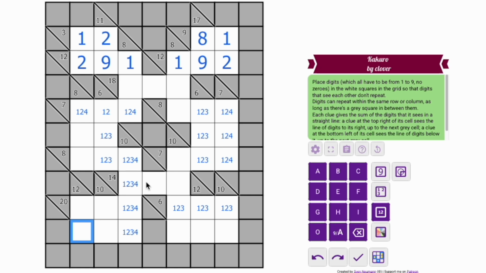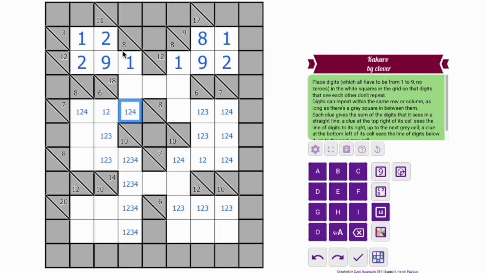So a couple places I could look next. I think, oh no, there's a 7 here. Let's take care of that one. That's a 1, 2, 4, and so therefore this one's not a 3. Okay, so again, a couple places I could look next, but let's go back up to this 18 and see if it's easier than it looks.